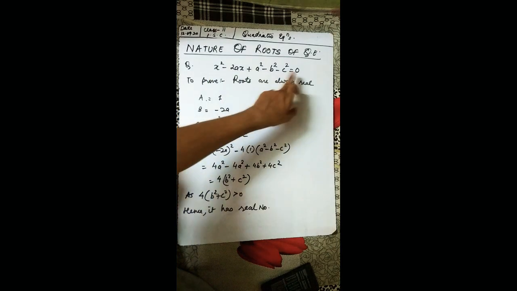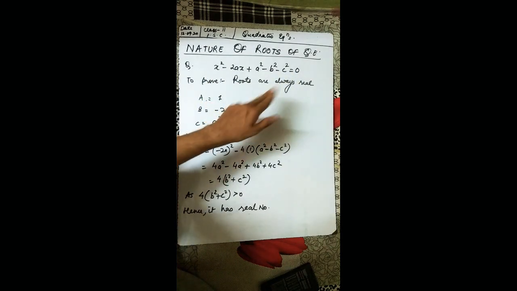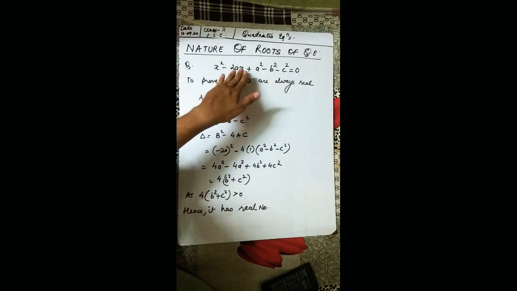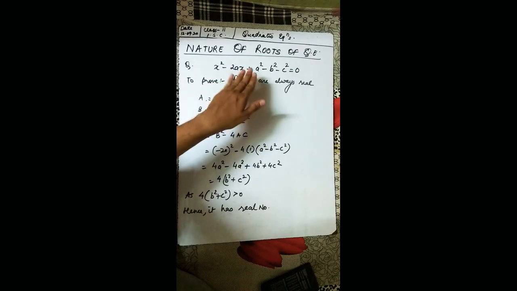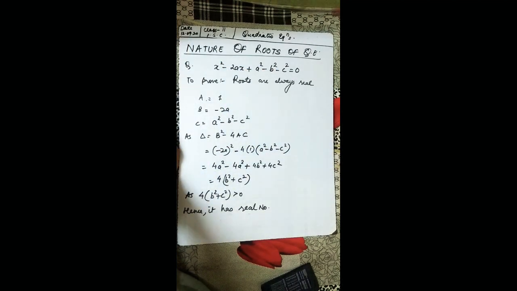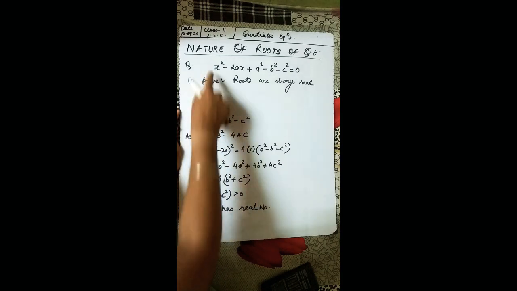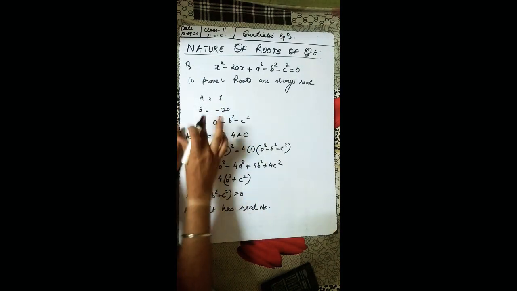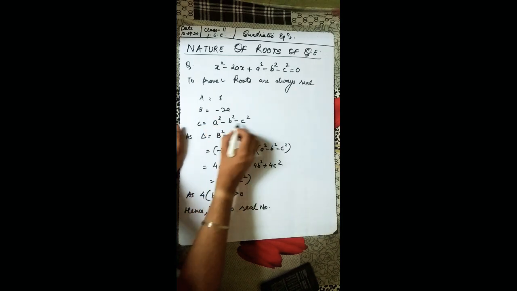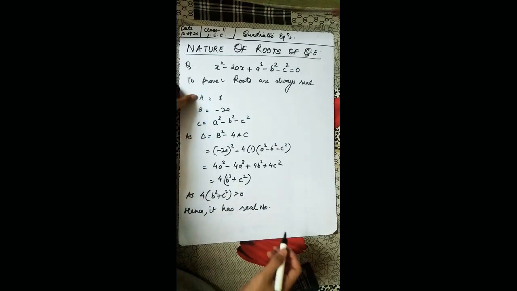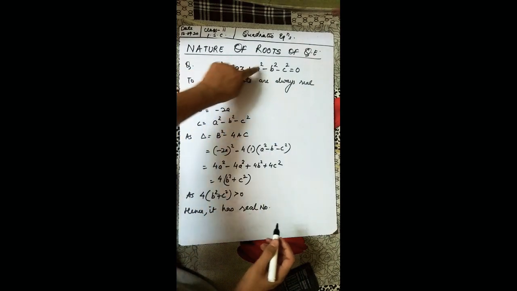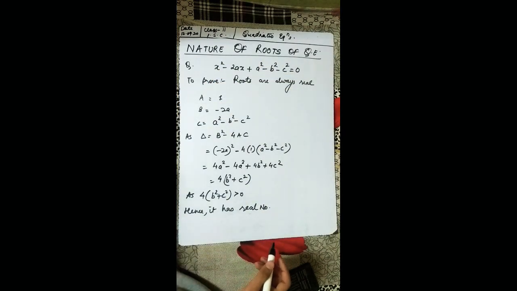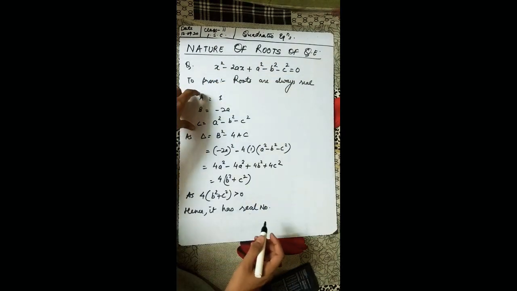You are given this equation, and you have to prove that the roots are always real. So I'm considering A as 1, B as -2, and C as a square minus b square minus c square. I've not written small letters, because you have a, b, c in the equation, so that is why I am considering capital A, capital B, capital C. They both should be different.